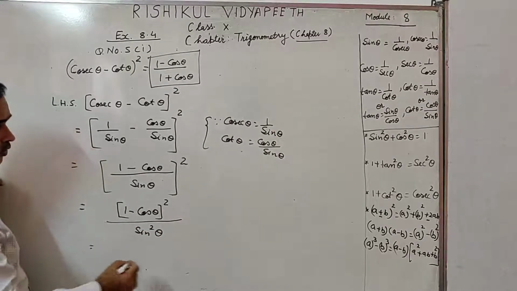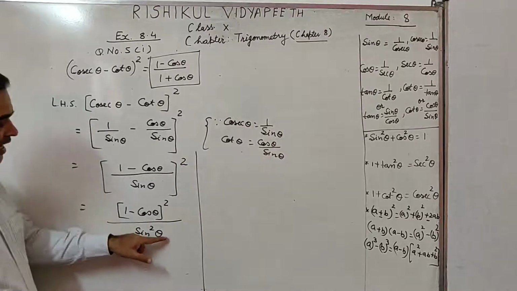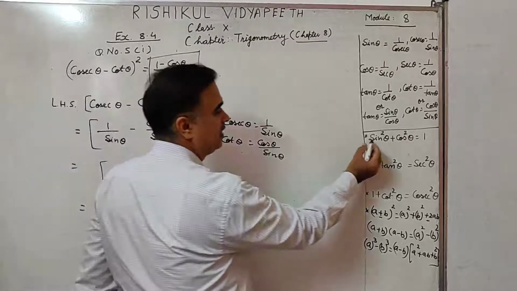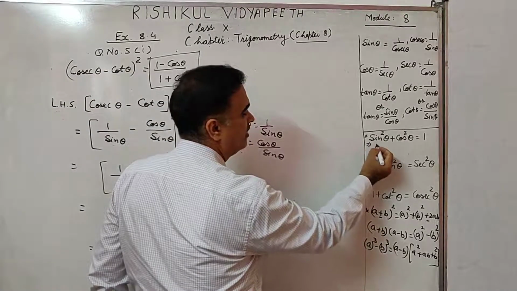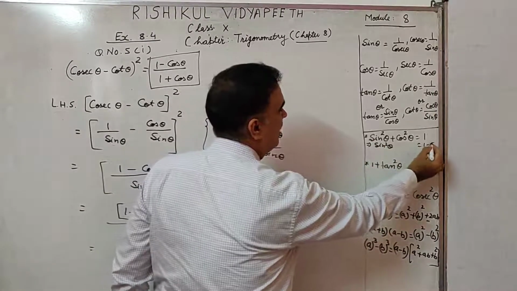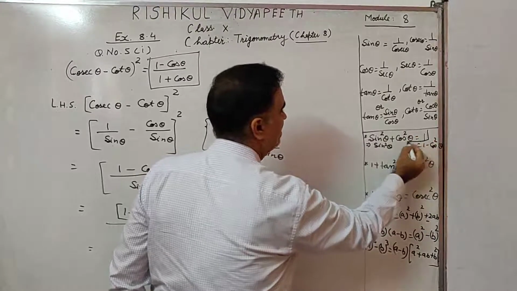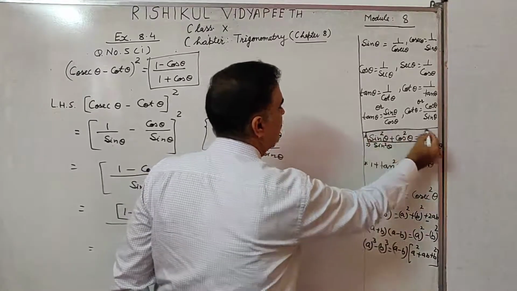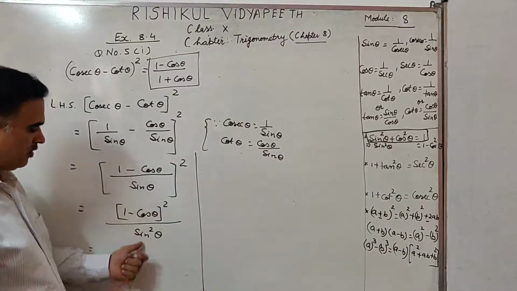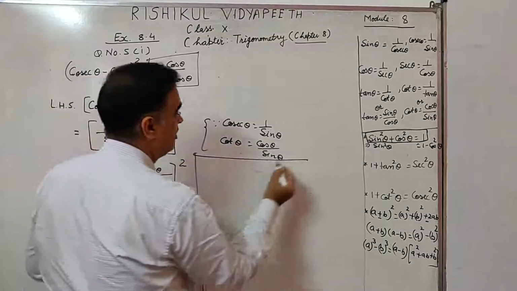Now we are to remove this sine square theta. And how we can remove this sine square theta? From here you can get sine square theta equal to 1 minus cos square theta. You all know this is your identity. So with the help of this identity, we get sine square theta equal to 1 minus cos square theta. So I can start from here.